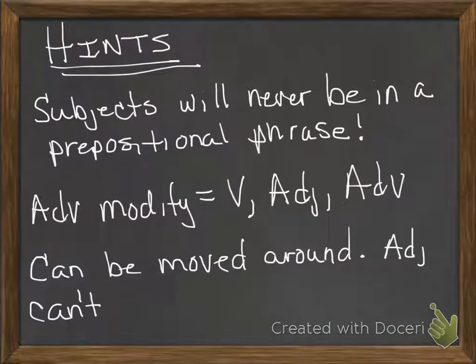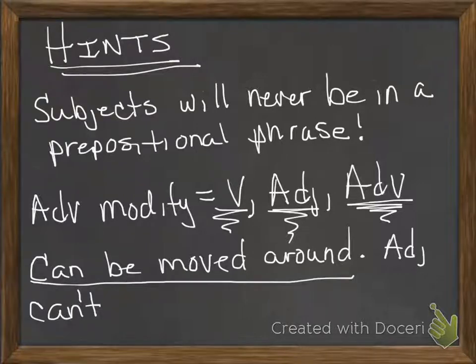All right, so some hints. Subjects will never, never, never be in a prepositional phrase. Never. Adverbs modify not just your verbs, but as we saw, can modify other adverbs or adverb phrases and can also modify an adjective. Okay? And a biggest hint is check to see if you think it's an adverb phrase. If it can be moved around in the sentence and still make sense, then it's an adverb phrase. An adjective phrase can't do that.